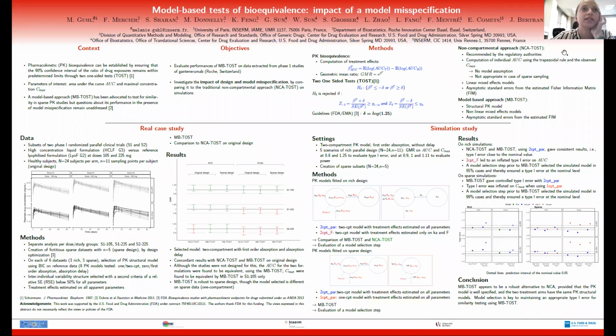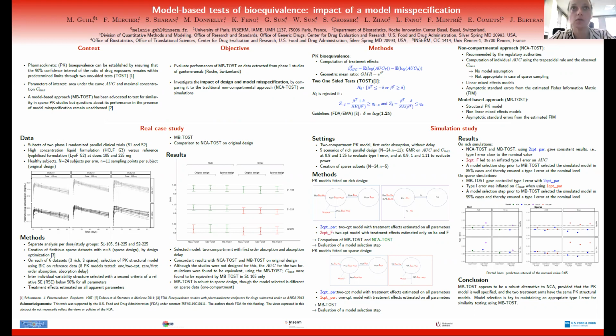So what we've been interested in this work is to explore the impact of a model's misspecification in a model-based test of bioequivalence. The classical test for bioequivalence is the two one-sided test on two parameters of interest, AUC and Cmax, so the area under the time concentration curve, and the maximum concentration.